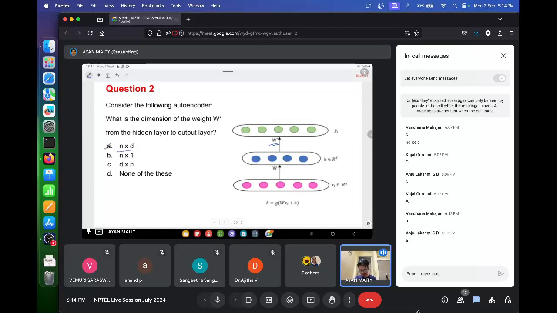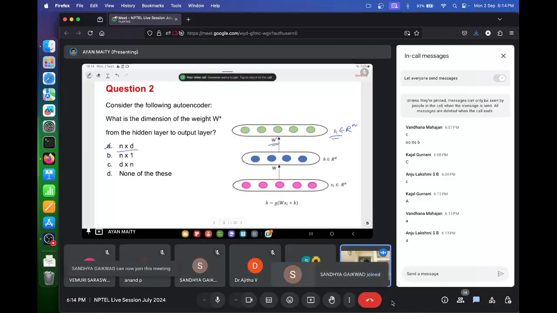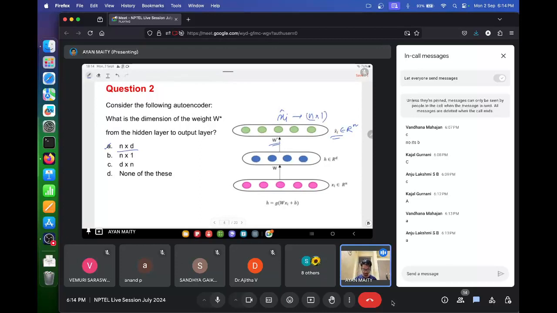So it is exactly the same as the last question. The shape of xi hat has to be n cross 1, so it has to belong to R to the power n, because in autoencoders the number of units in the input layer and the number of units in the output layer have to be the same. So this xi hat, which is the output, is an n cross 1 vector or matrix. There are d units here, and there are n units in the output. So this matrix W star has to be of shape n cross d, so that you can multiply it with H, which is of shape d cross 1, and the output would be n cross 1. So the answer is n cross d.